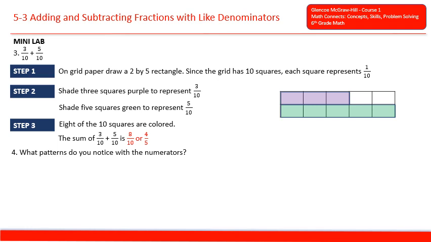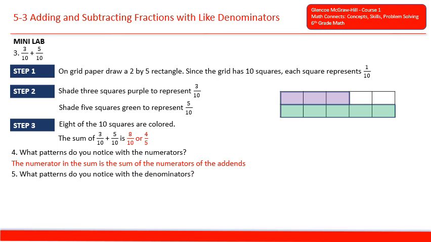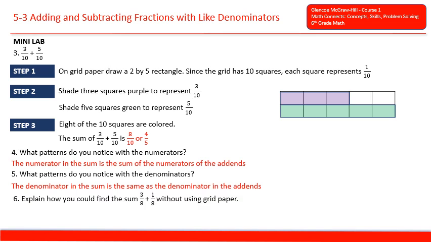What patterns do you notice with the numerators? The numerator in the sum is the sum of the numerators of the addends. And what patterns do you notice with the denominators? The denominator in the sum is the same as the denominator in the addends. And the addends are the two numbers, or fractions in this case, that we are adding together. Explain how you could find the sum 3/8 plus 1/8 without using grid paper. Add 3 plus 1 to get the numerator, and the denominator is 8.